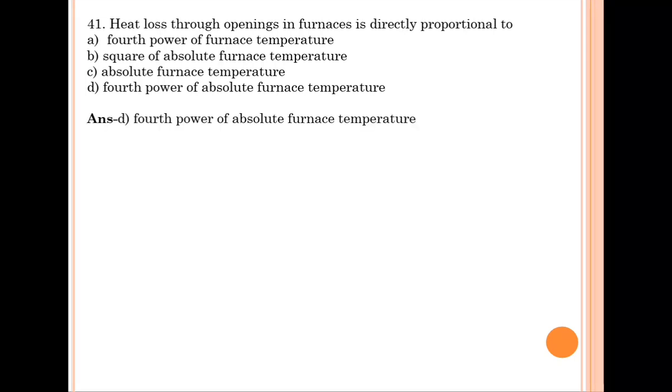Heat loss through opening in furnace is directly proportional to, basically, the through opening of furnace is the radiation loss. So in radiation loss, we know the heat loss is directly proportional to the fourth power of the temperature. So option D is the right answer here, fourth power of absolute furnace temperature.